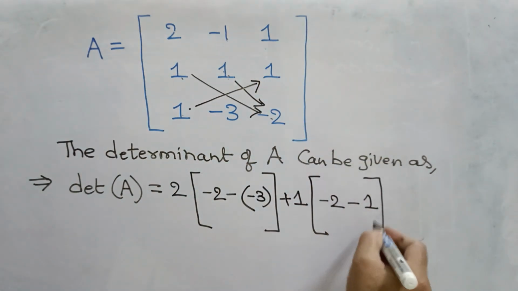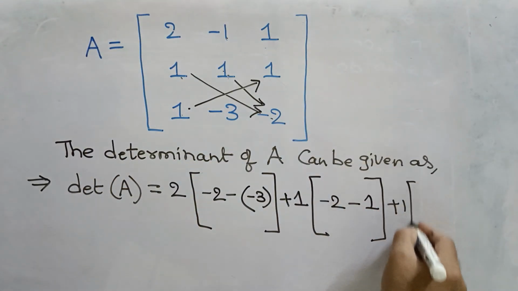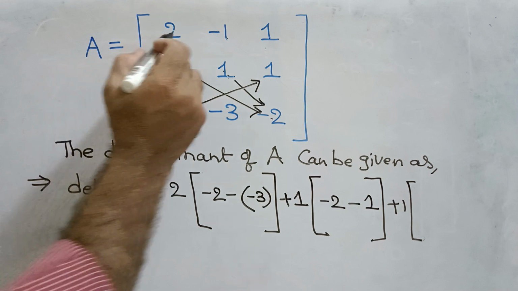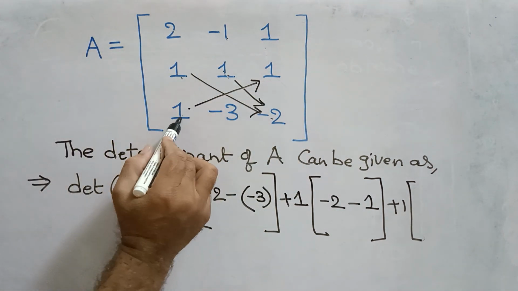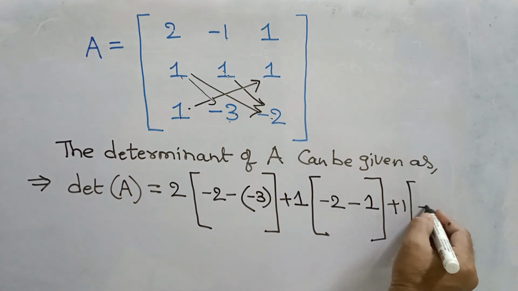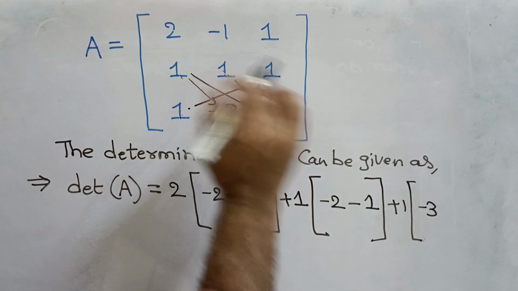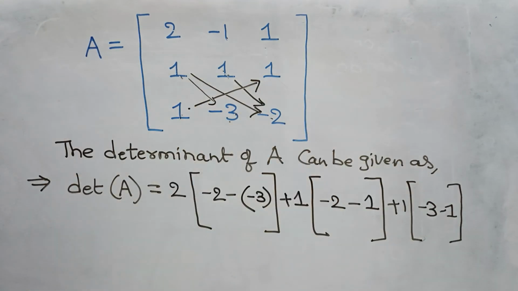Am I clear? Then for the third element, plus 1, take 1 here and remove that row and column. Then what are the elements? 1 1, 1 minus 3. Then take it this way: 1 into minus 3 is minus 3, minus 1. Am I clear or not? Minus 1. Then substitute.